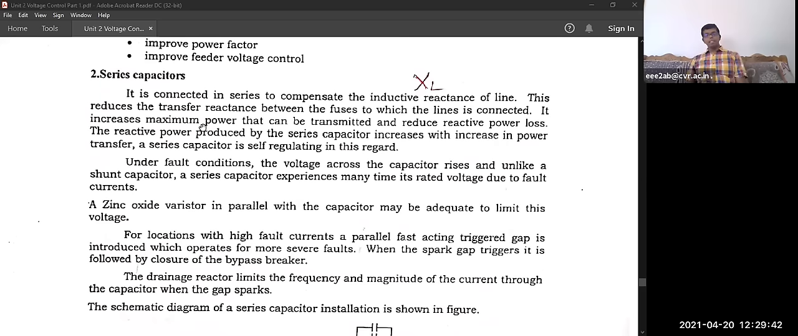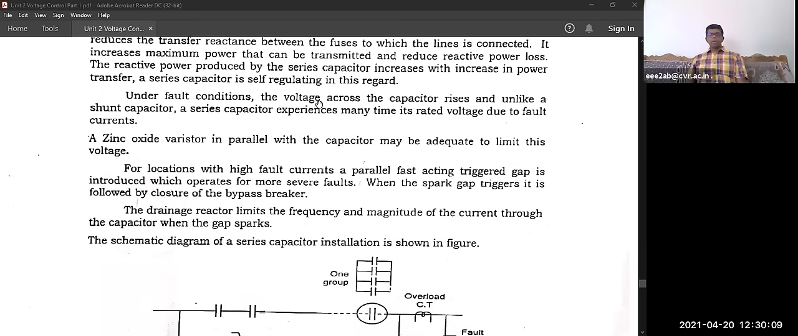So it increases the maximum power that can be transmitted, and the reactive power losses are reduced. The reactive power produced by the series capacitor increases with the increase in the power transfer. A series capacitor is self-regulating in this regard. Under fault conditions, the voltage across the capacitor rises.